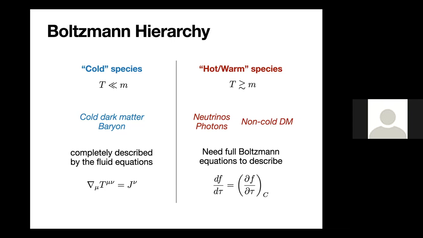If the species is collisionless, then the momentum flux j nu is just zero. So this will give you two coupled fluid equations in the scalar case.